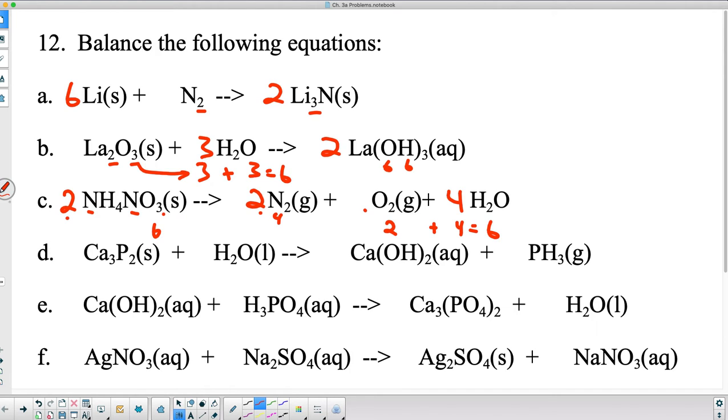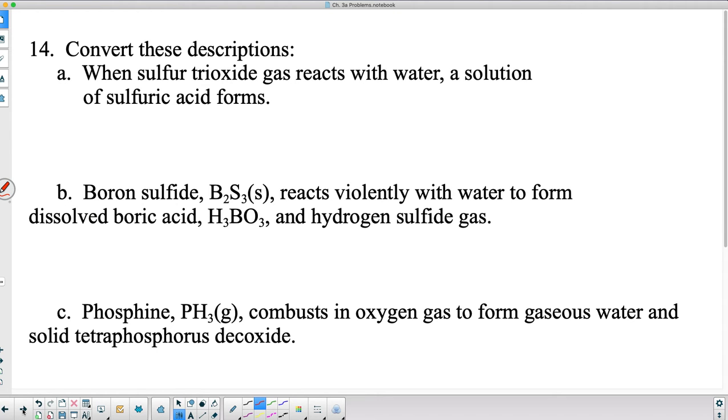Okay, go ahead and do D through F. I'm expecting those to be finished and done, even though I didn't go over them on the screencast. So you should do those on your own. And if you don't do them, you won't get full credit for the problem set. So number 14, I'm going to do A and B. You do C. Again, if you don't do it, you won't get the points.